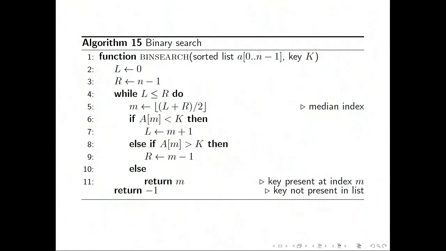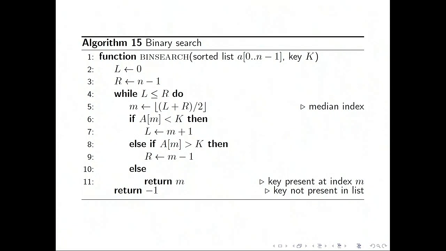So here's some pseudocode for binary search. We have a list of size n containing keys, and we have a specific key that we're looking for, may or may not be in the list. We start with left and right pointers at the ends of the lists, seen in line 2 and 3 here. Then we have a loop. As long as the left pointer hasn't crossed the right pointer, we calculate the median index of the two pointers.